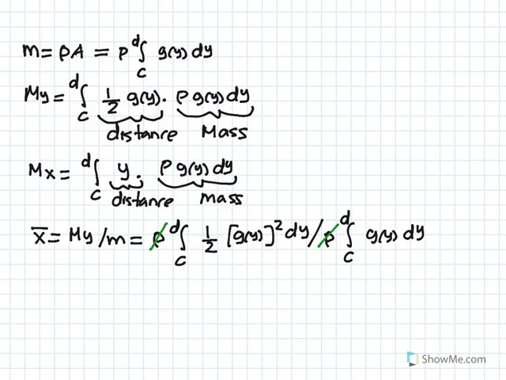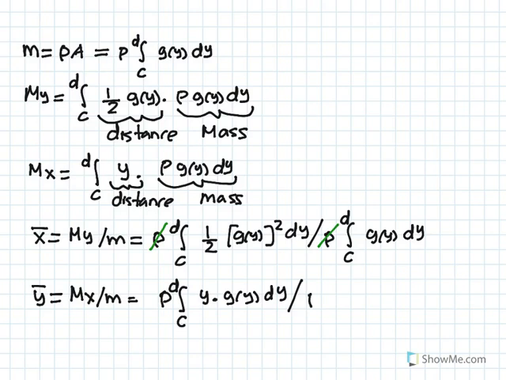Now let's develop y bar. y bar is equal to the moment with respect to the x-axis divided by the mass. The moment with respect to the x-axis is going to be rho times the integral from c to d of y times g of y dy, divided by the mass, which is rho times the integral from c to d of g of y dy. And again, of course, rho cancels out, and the centroid is independent of the density.